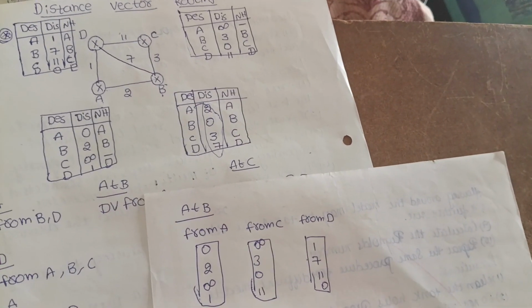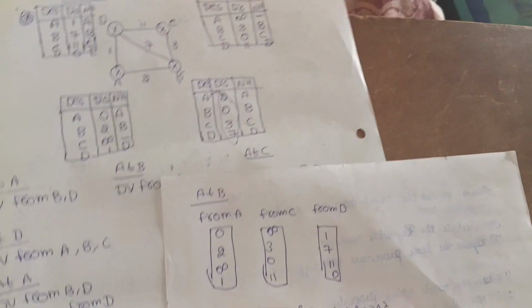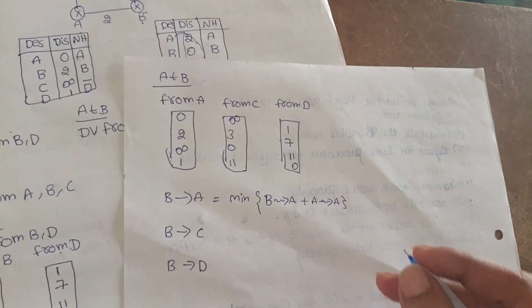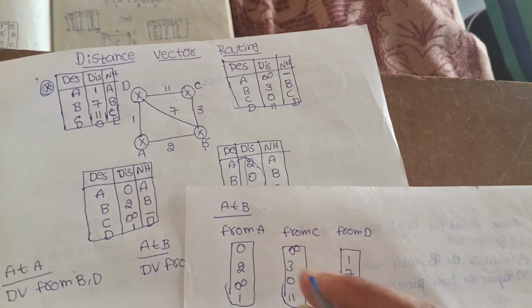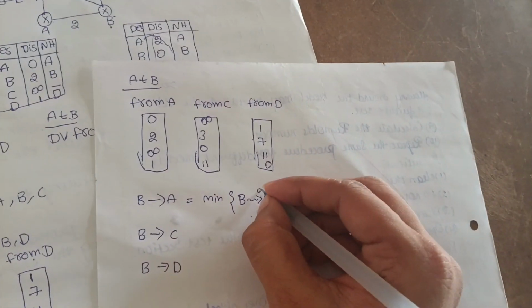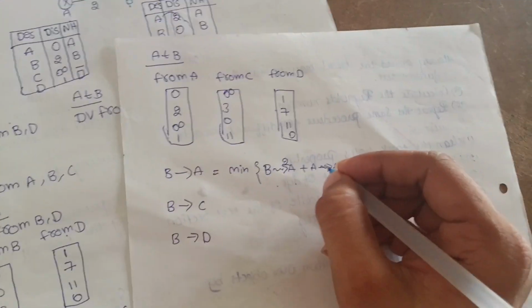we want to find the minimum of B to A distance plus A to A. It is the minimum distance. B to A and A to A minimum distance. B to A distance is 2. B to B distance, A to A distance is 0.